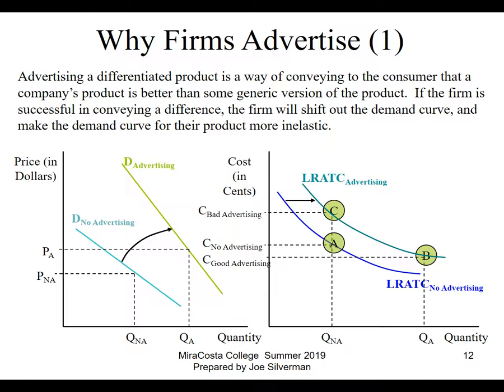All right, what about advertising? So why do firms spend money on advertising? They're trying to accomplish two things. They're trying to shift out the demand curve and make it more inelastic. That sounds like two things, but that's actually one. And then the second thing that they're trying to do is they're trying to produce at a lower long run average total cost. So imagine that you're a company and you're thinking about advertising.